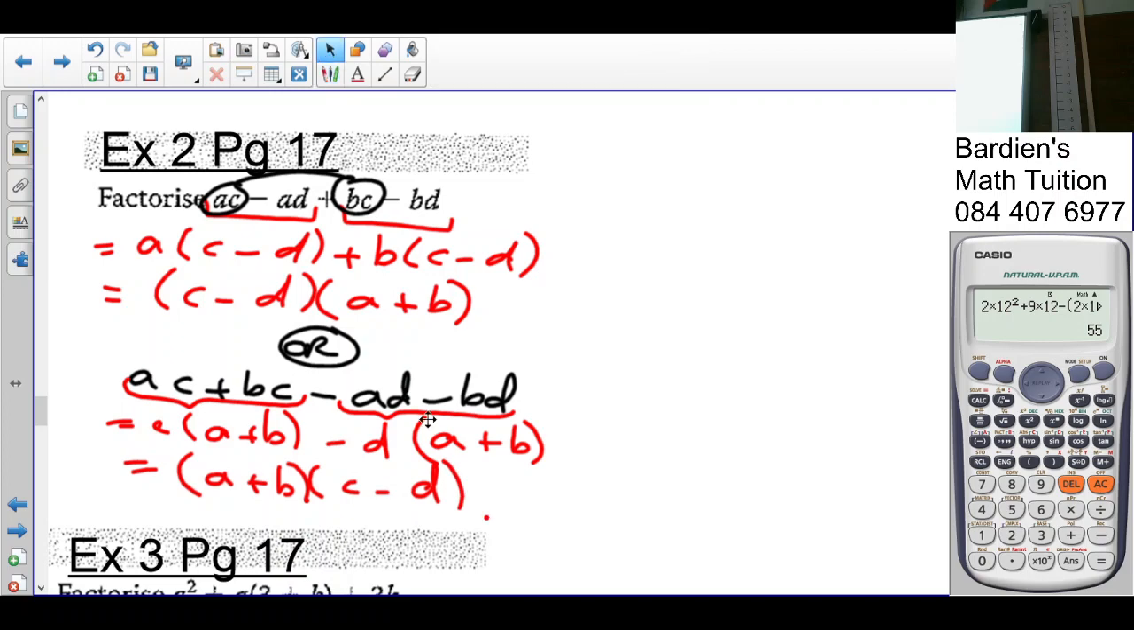Any confusion here? You could have done it either way. Both ways you're going to get a full mark. You all okay with that?